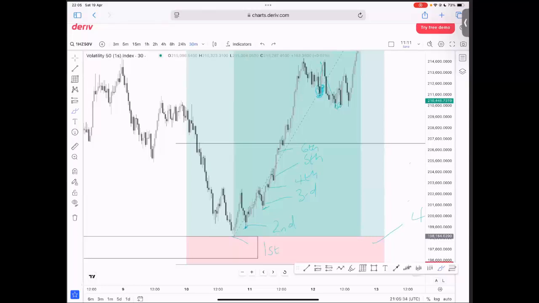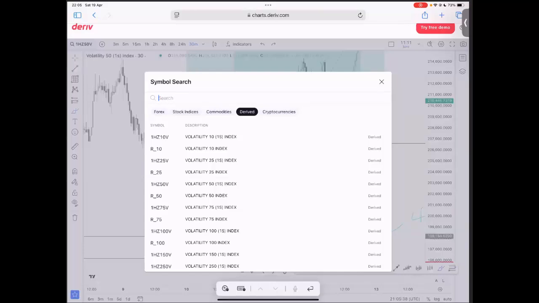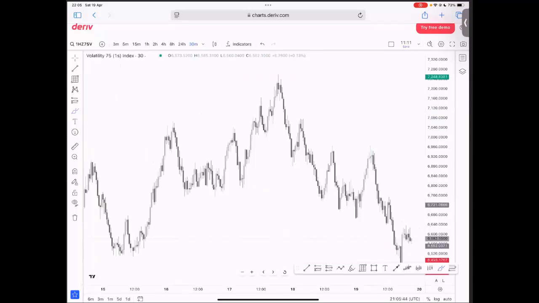All right. And then let me see if there's something on volatility 75s. This is one of my best synthetic pairs, by the way.